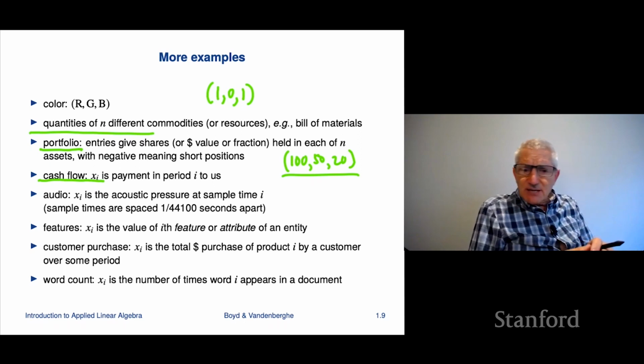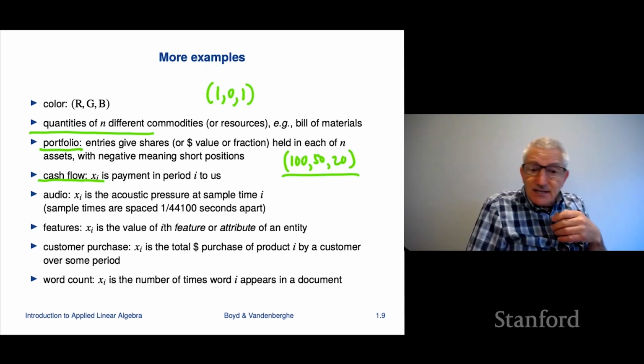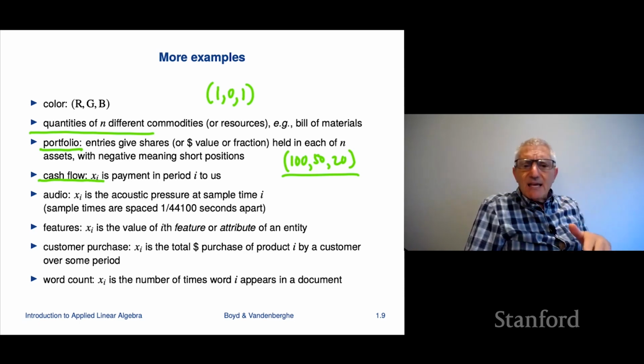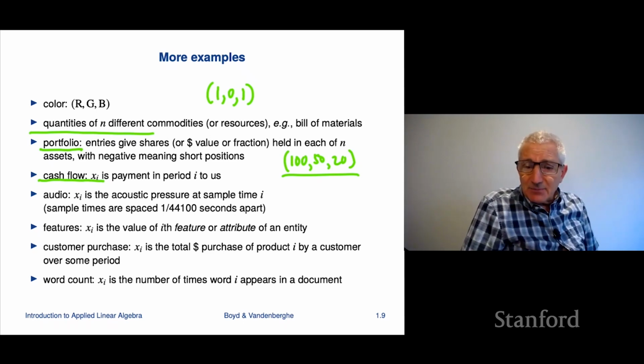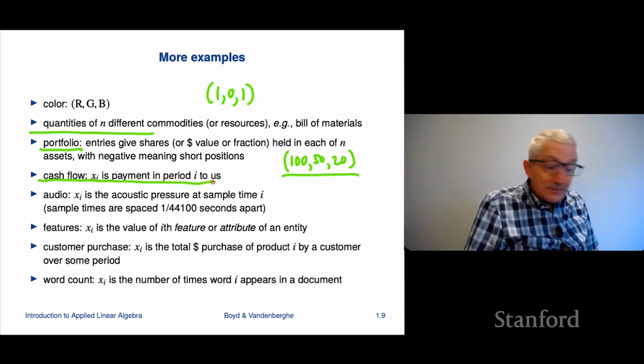So a cash flow is either a payment to or a payment from you in various periods in time. Here, by the way, the index is sometimes referred to as the period. It could be days, quarters, or years. It doesn't matter; it depends on the application. But that's a very common thing, where x_i is a payment.